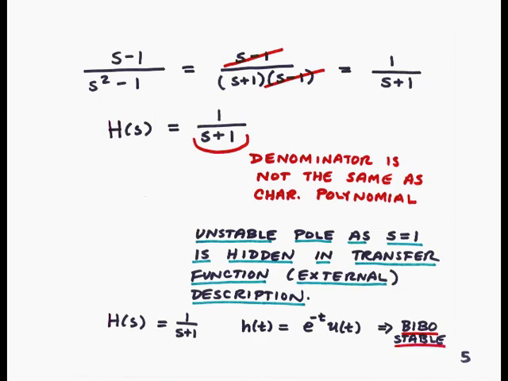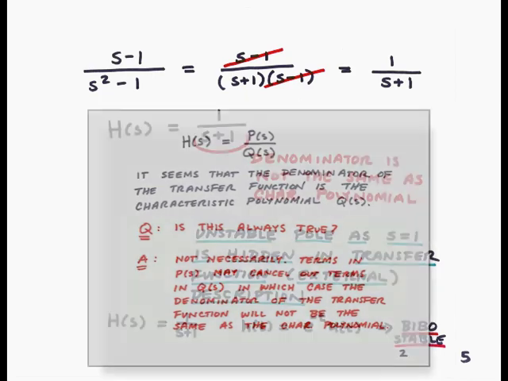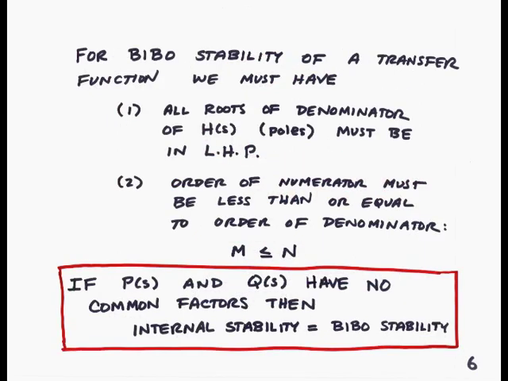This is the issue we discussed at the start of our presentation. We asked whether the denominator of the transfer function was always the same as the characteristic polynomial. And our answer was, it could be, but was not necessarily the same. That answer indicates that sometimes it is true. So sometimes we may be able to derive asymptotic stability from BIBO stability. So let's talk about that case.